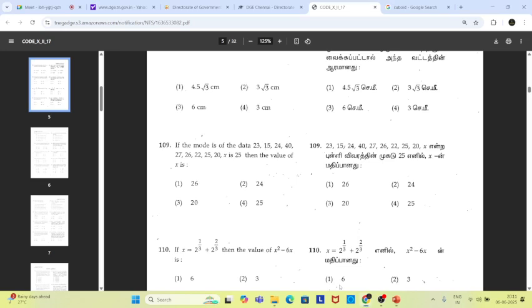So here the mode is 25. They have given 25. So what will be the value of x? The values are 23, 15, 24, 40, like that. If the mode is 25, what will be the value of x? The mode is nothing but the frequently appearing value.